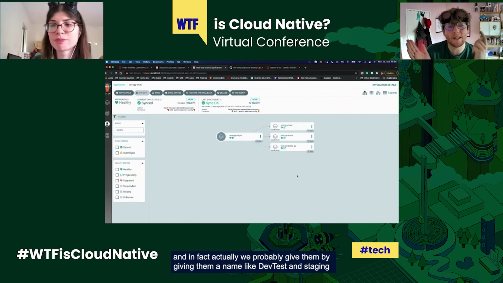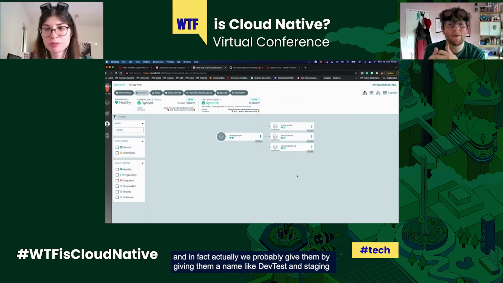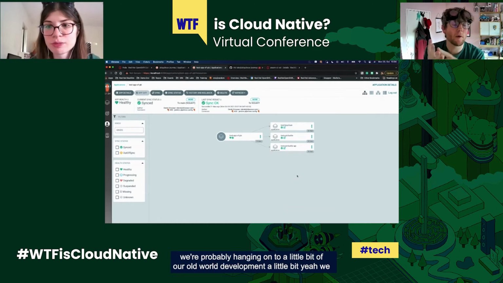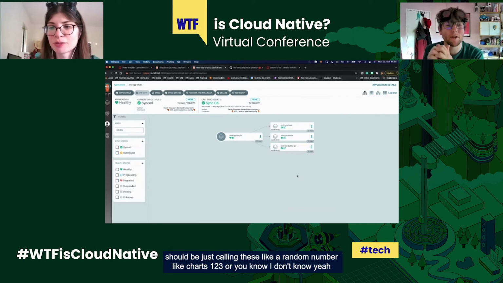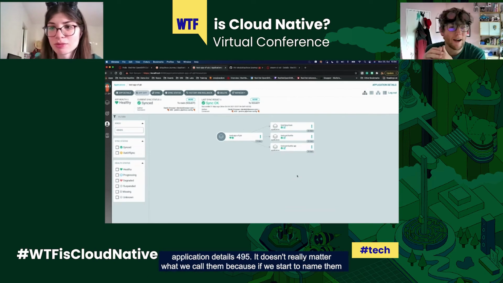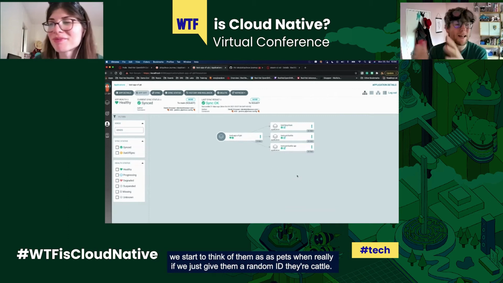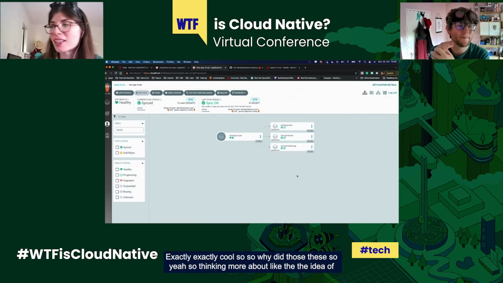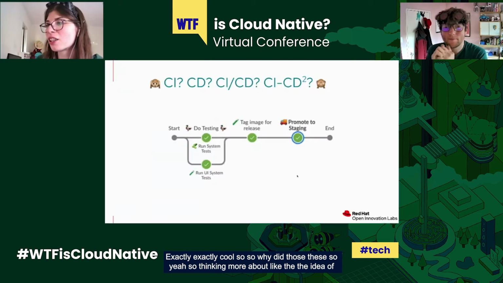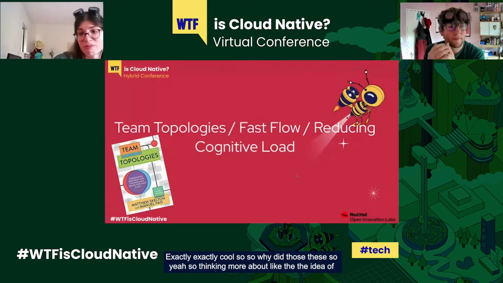And in fact, by giving them a name like dev, test, and staging, we're probably hanging on to a little bit of our old world development. We should be just calling these a random number, like Cansu123, or, I don't know, application details 495. It doesn't really matter what we call them, because if we start to name them, we start to think of them as pets, when really, if we just give them a random ID, they're cattle. Exactly. Cool.